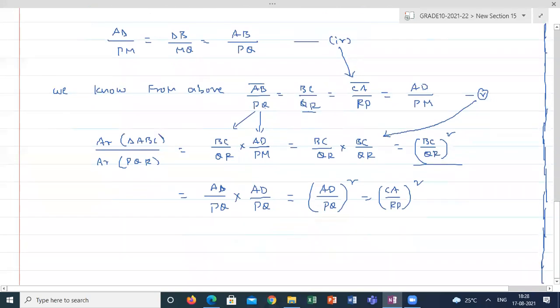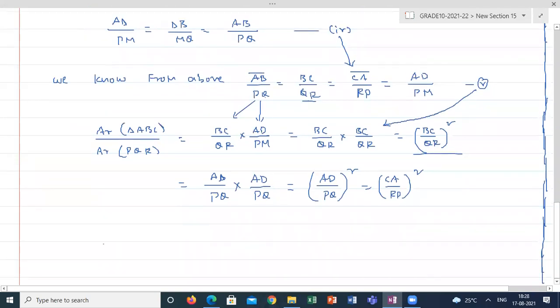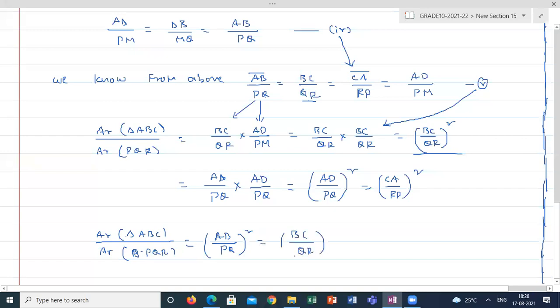So if two triangles are similar, the ratio of the areas of the triangles is equal to the ratio of the squares of the corresponding sides of the triangles. AD by PQ whole square is equal to BC by QR whole square is equal to CA by RP whole square. This is a recurrent proof for us.